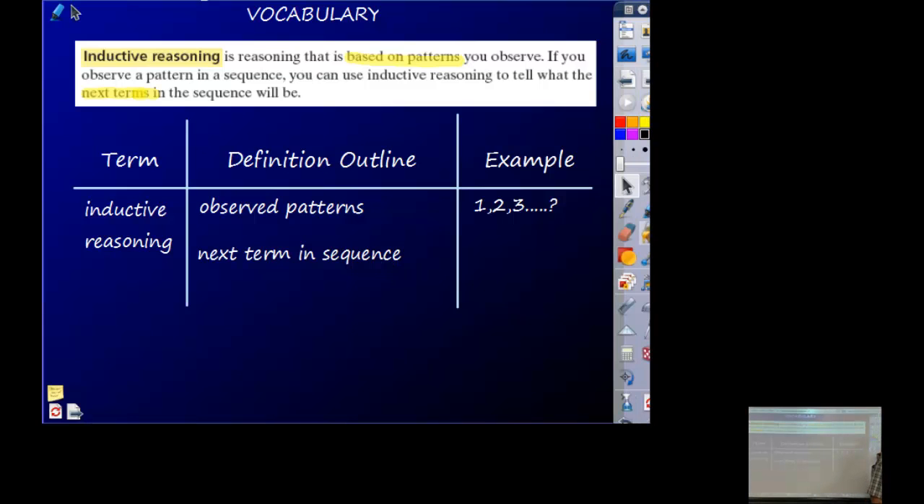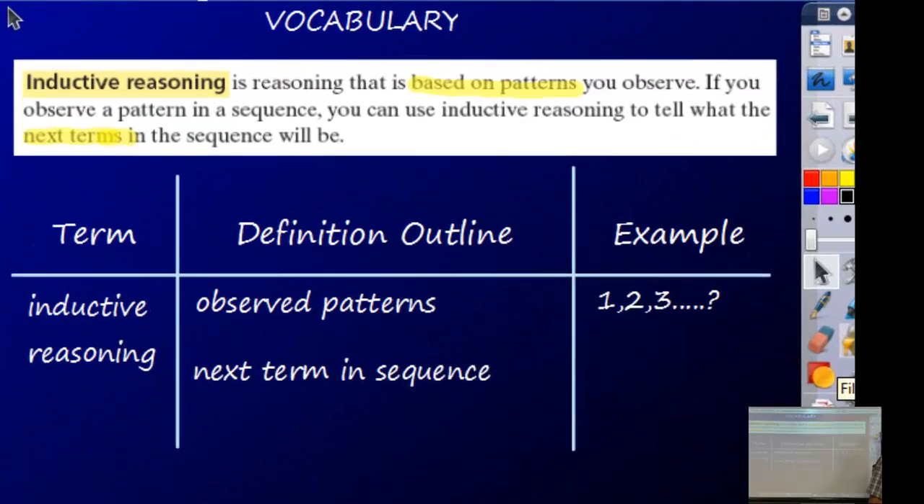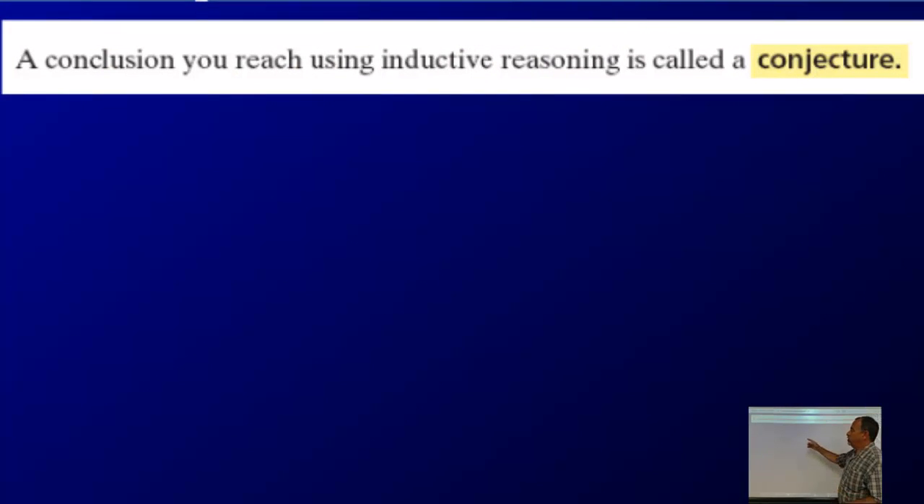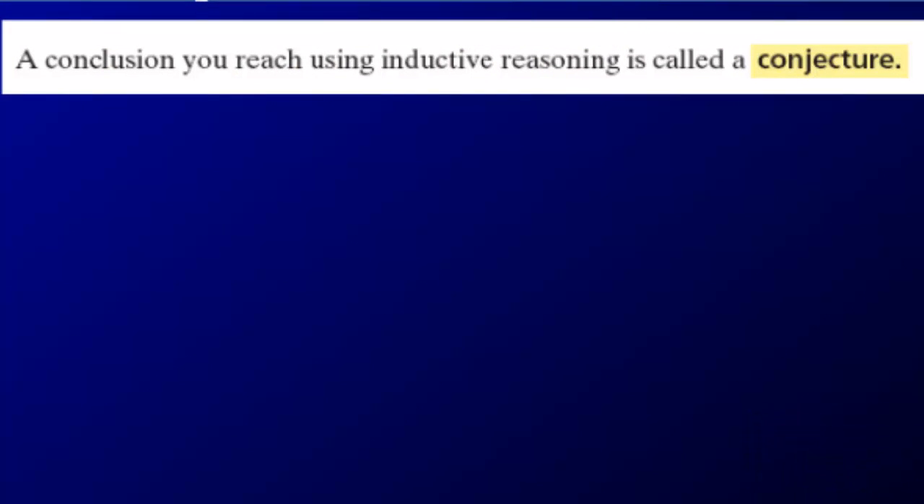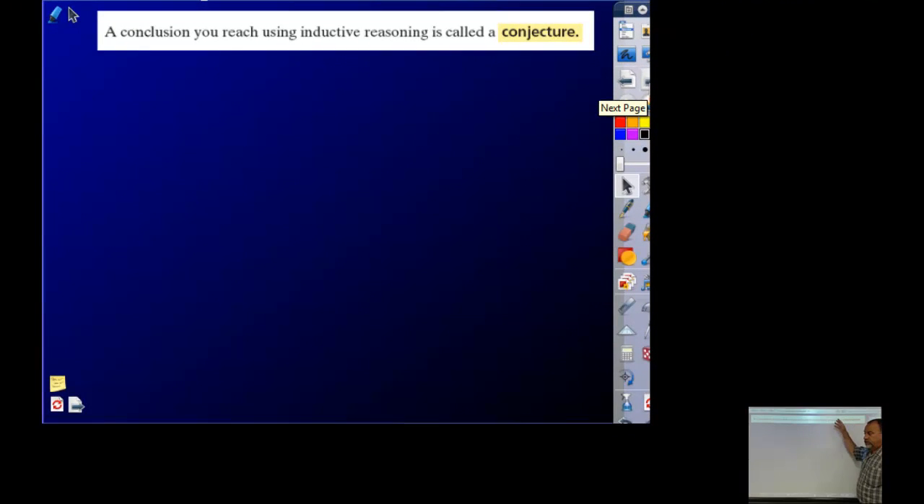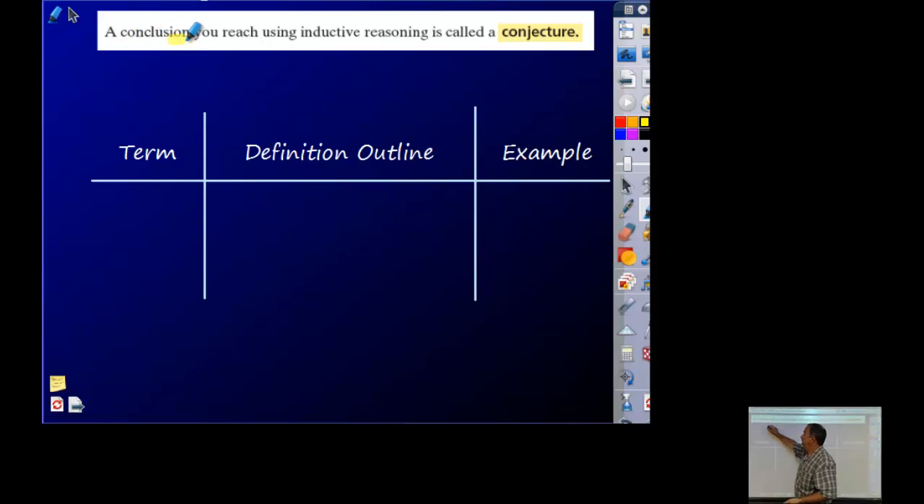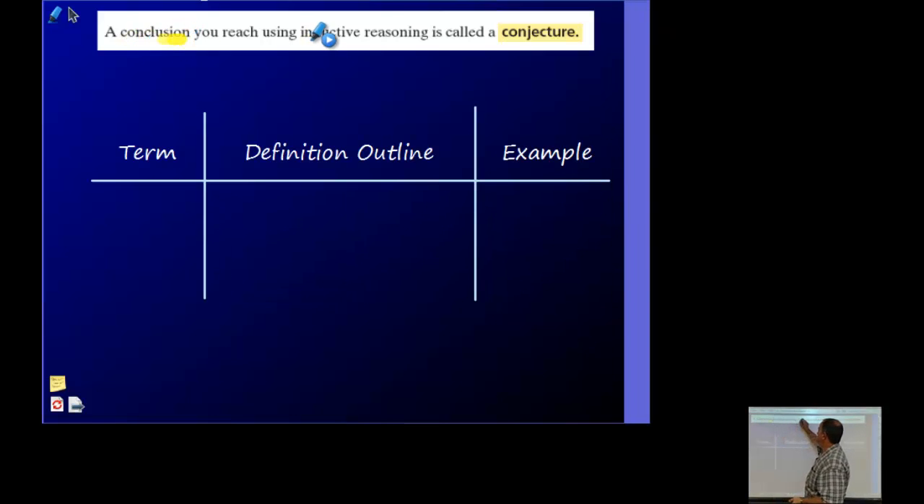Okay, let's look at the next paragraph. A conclusion you reach using inductive reasoning is called a conjecture. So here's another word, and again, as I read this, I don't want to copy this whole thing down because then I'm just going to have to memorize all of that. Just what's the key point? What is a conjecture? It's a conclusion that I got by using inductive reasoning.